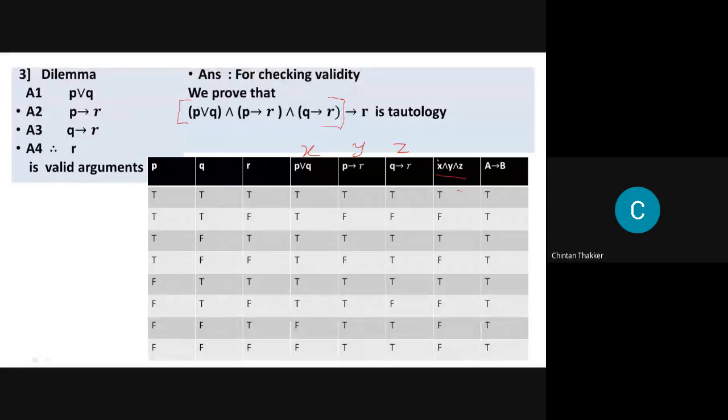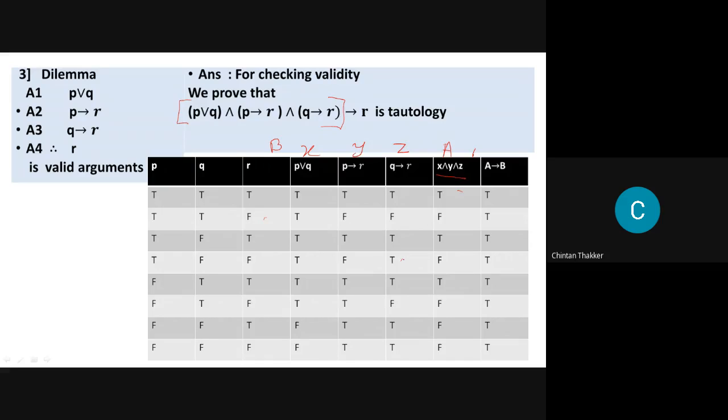Then A means this X and Y, this is A, and B means R. B is R. So A implies B. The second last column we take as the first statement and the third column as the second statement. Whenever we have a false statement in the second last column, we write true because we have the conditional statement.